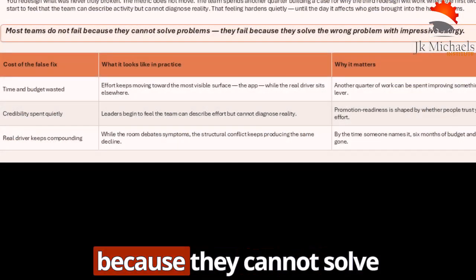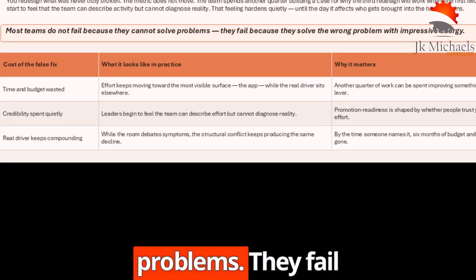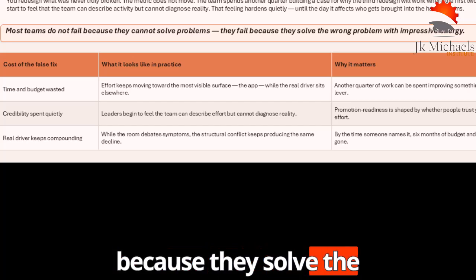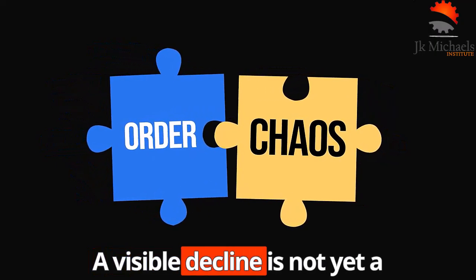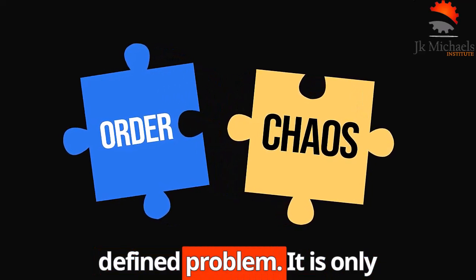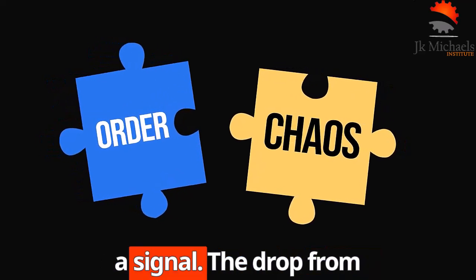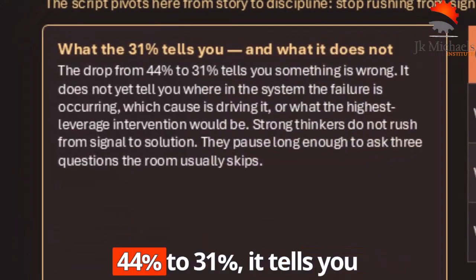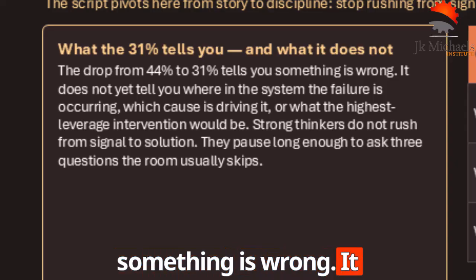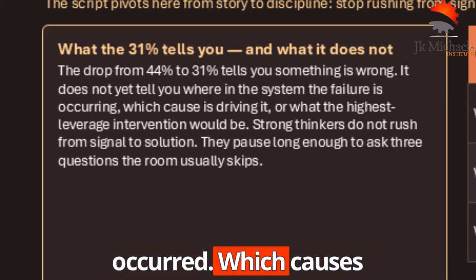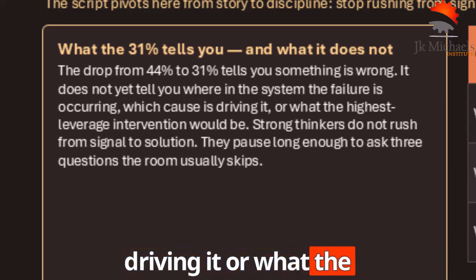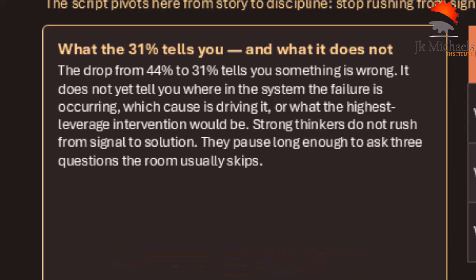Most teams do not fail because they cannot solve problems. They fail because they solve the wrong problem with impressive energy. A visible decline is not yet a defined problem. It is only a signal. The drop from 44% to 31% tells you something is wrong. It does not yet tell you where in the system the failure is occurring, which cause is driving it, or what the highest leverage intervention would be.